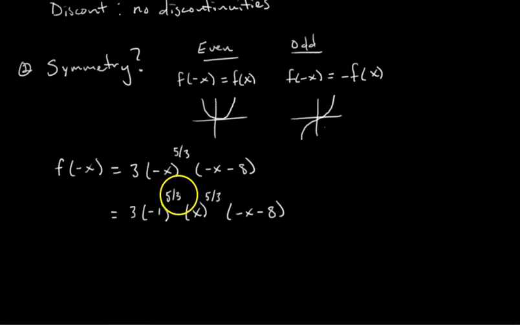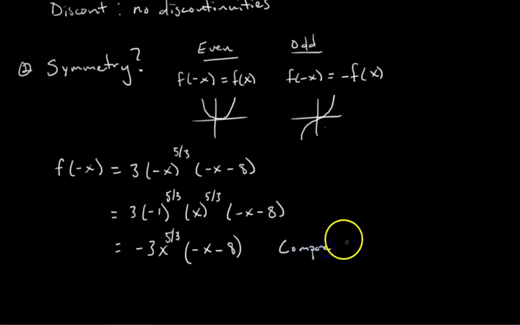And then we have this cube root, right? So we have negative 1, the cube root of it. And that would just also be negative 1. So this simplifies to negative 3x to the 5/3 times negative x minus 8. And so let's compare this to our original function. So this right here is f of negative x.